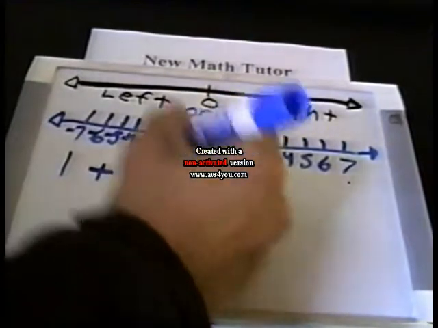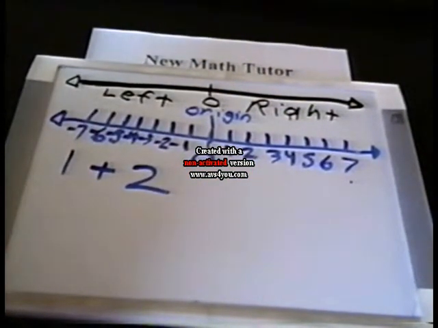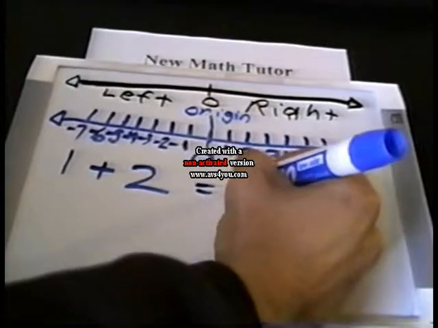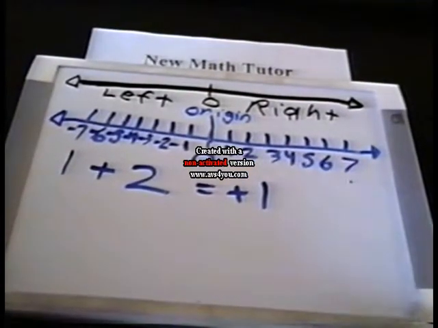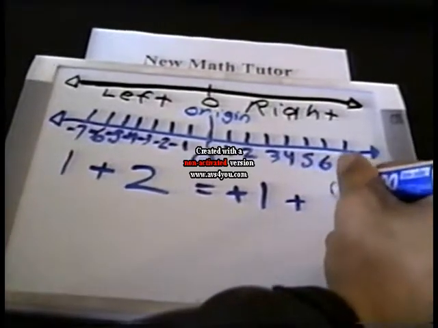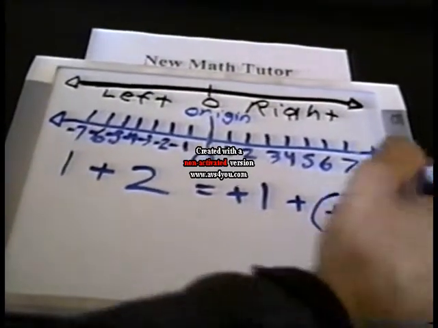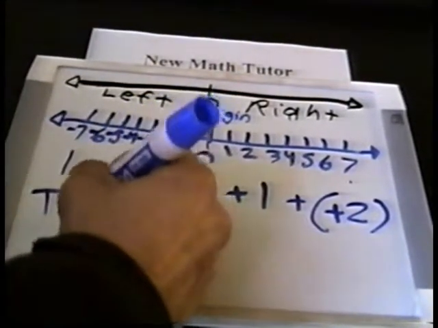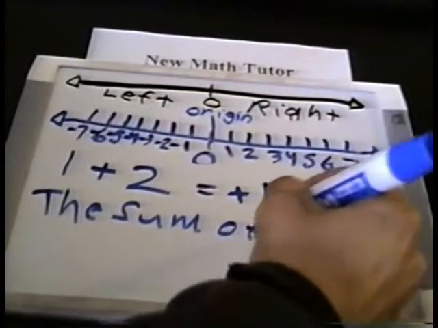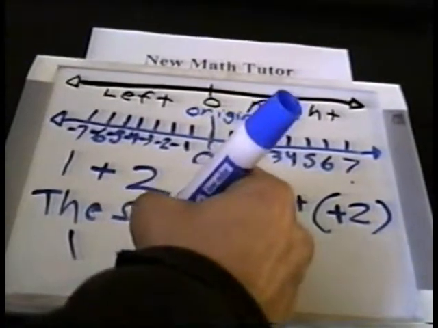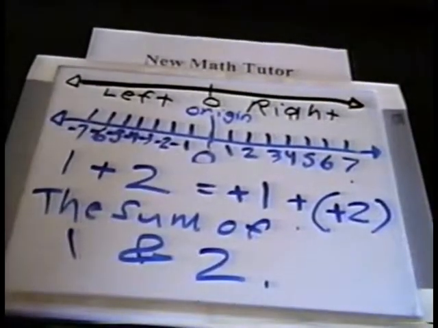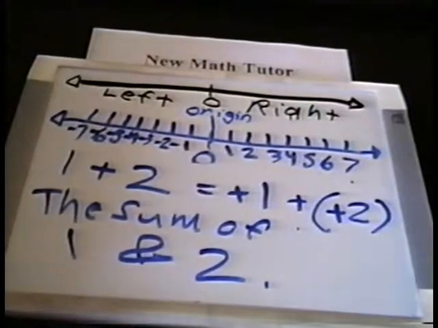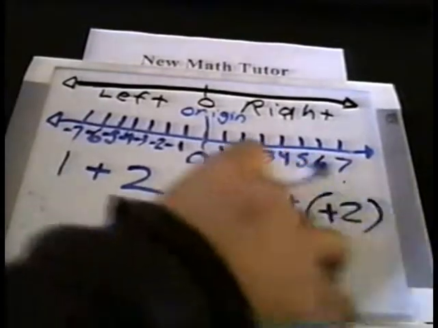Now, if we have 1 plus 2, one plus 2 is also equal to +1 plus a +2. The sum of 1 and 2.